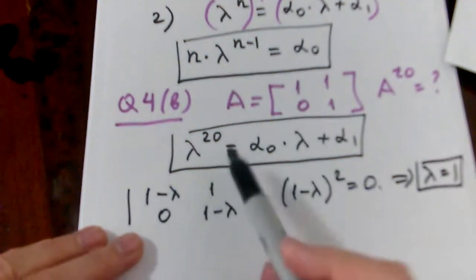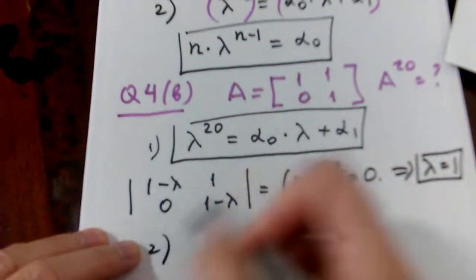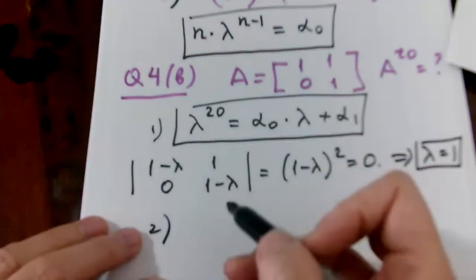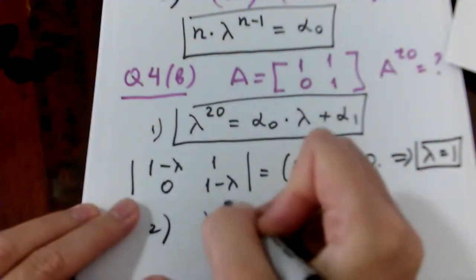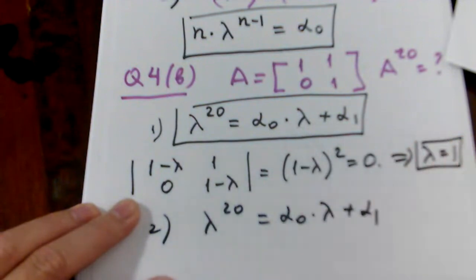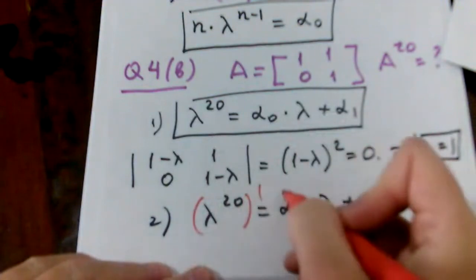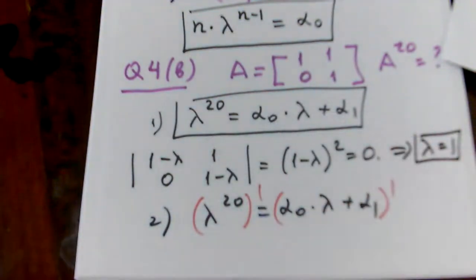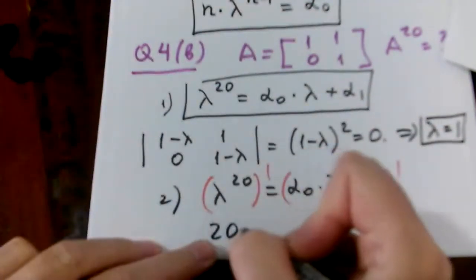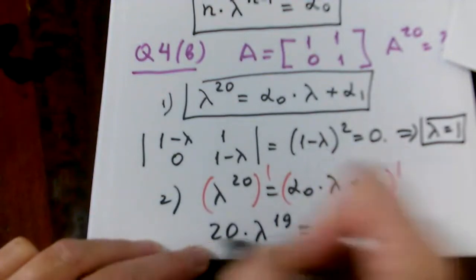That means that you need to obtain the second equation by differentiating this one. So let's take a derivative of both sides. I'm going to write it in more detail just in case, because this is the first time you encounter this interesting case. Prime here and prime here. So it will be 20 times lambda to the power of 19, which is equal to alpha 0.